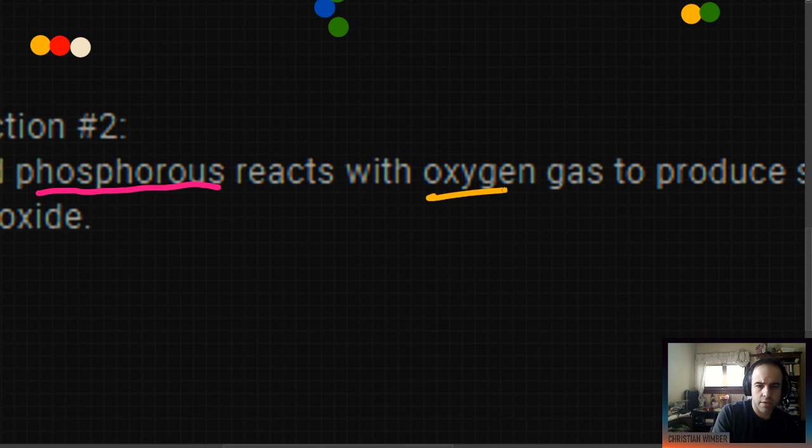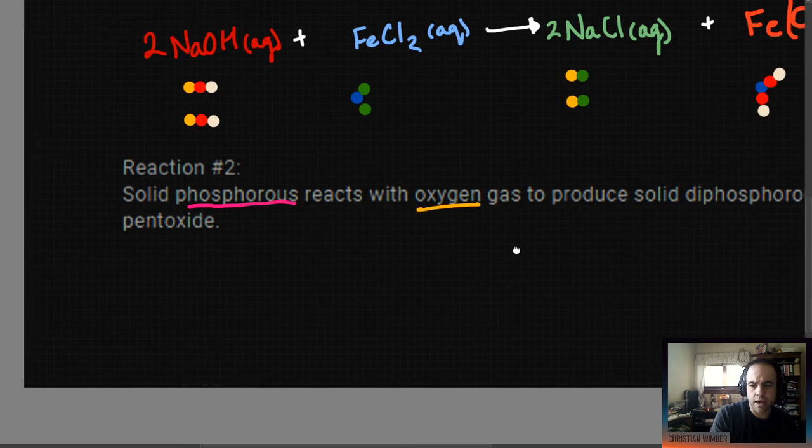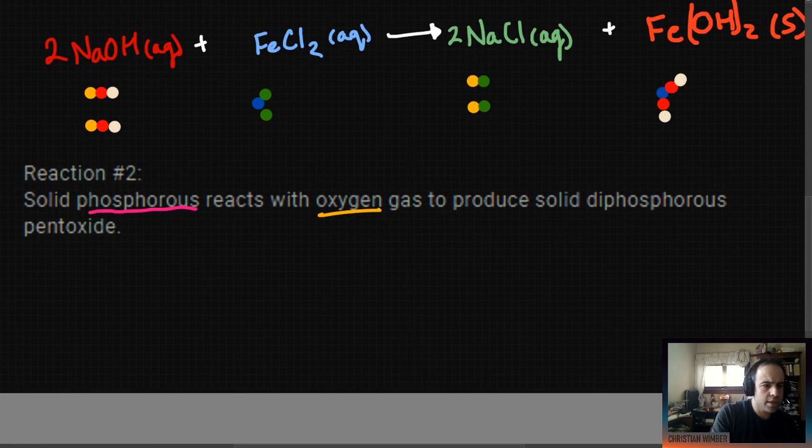Make it yellow, I guess. Phosphorus reacts with oxygen gas to produce solid diphosphorus pentoxide. All right, diphosphorus pentoxide. So we got three chemicals there.